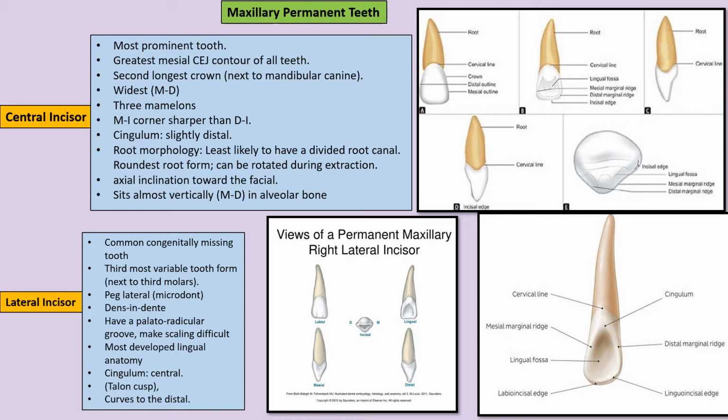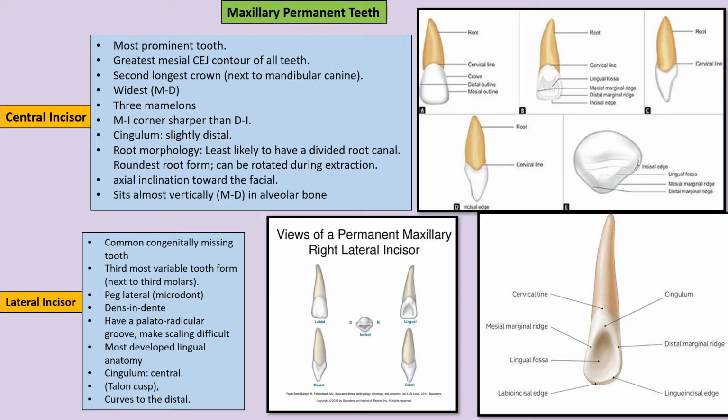Now we can see the maxillary permanent teeth, starting with the maxillary central incisor. So we know the maxillary central incisor is one of the most prominent teeth we have in the arch, having the greatest mesial CEJ contour. And this is the second longest crown, because the mandibular canine is the first longest crown, second will be the maxillary central incisor, and third will be the maxillary canine. It is the tooth which is widest mesiodistally.